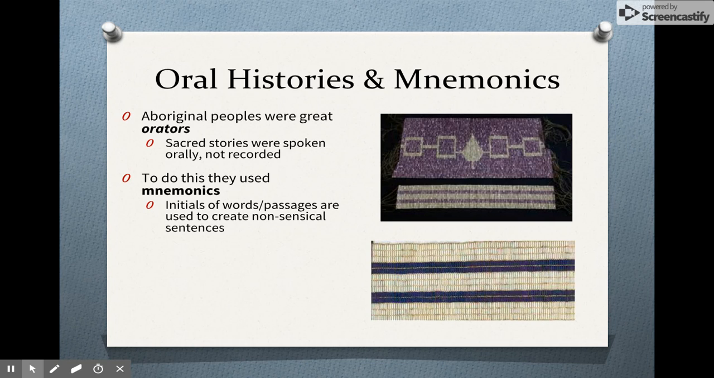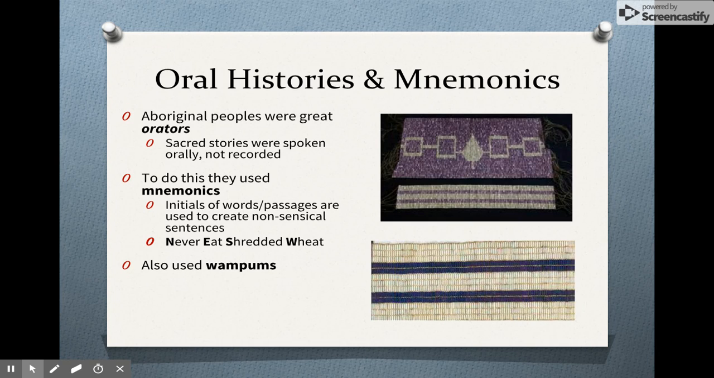So basically they used the initials of words or passages, and they used it to create nonsensical sentences. And by doing so, it actually helped them to remember what the story was. So if you've ever tried to remember the directions in geography, north, east, south, west, and we come up with "Never Eat Shredded Wheat," that is an example of a mnemonic. But of course, the mnemonics that were used were extremely intricate and extremely detailed.